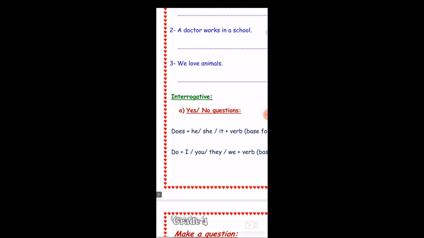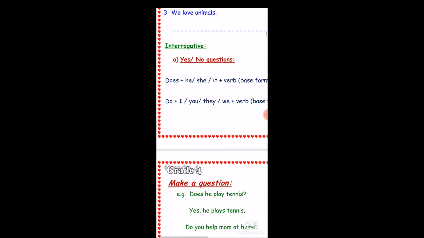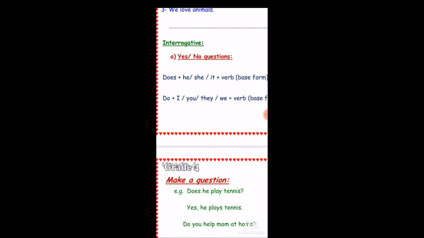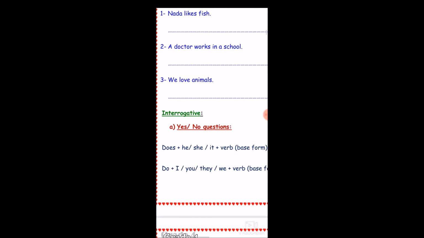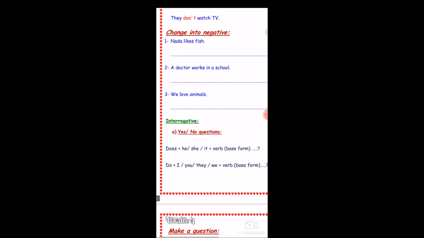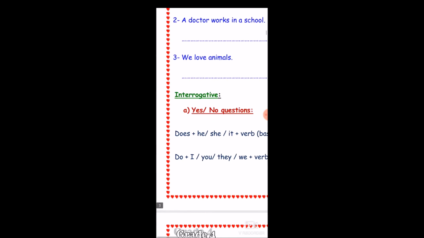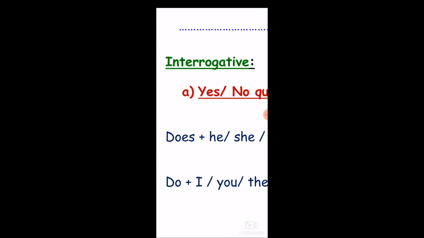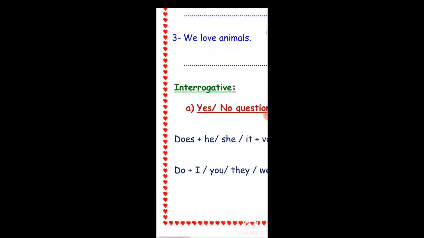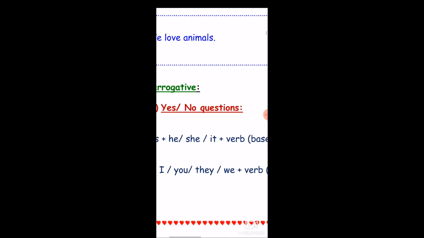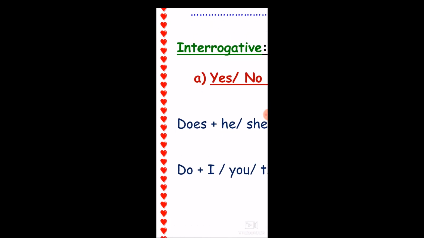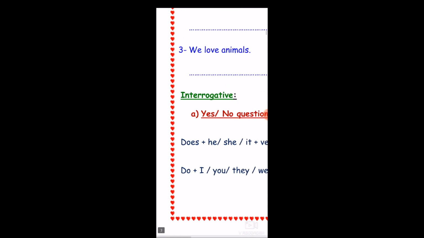Let's move to the questions. Yes/no questions or WH questions. If we want to change a sentence into a question in the present simple, we should start our sentence with does or do. This is according to the form of the verb or the subject. If we have he or she or it, we should use does. If we have I, you, they, we or any plural, we should start with do.